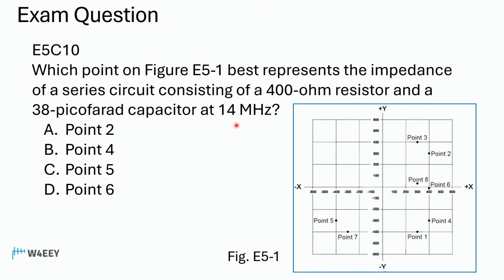And then we're going to get to a different flavor of question, where it asks which point on figure E5-1 best represents the impedance of a series circuit consisting of a 400 ohm resistor and a 38 picofarad capacitor at 14 megahertz. Well, the ones we've seen so far, they just gave us the capacitive or inductive reactance. In this case, we're going to have to calculate it because it's not given. And I'm going to share a few tips here right off the bat.